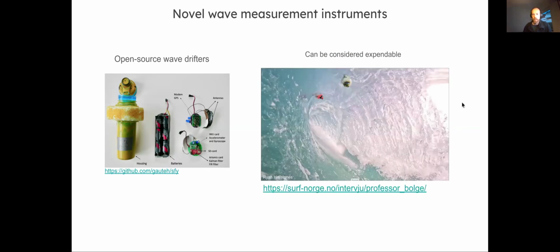And because they're cheap, they can also be considered quite expendable. So you can use them in very rough conditions and locations, such as this experiment here, where they use the SFY buoy to measure accelerations in plunging breaking waves in the surf zone.